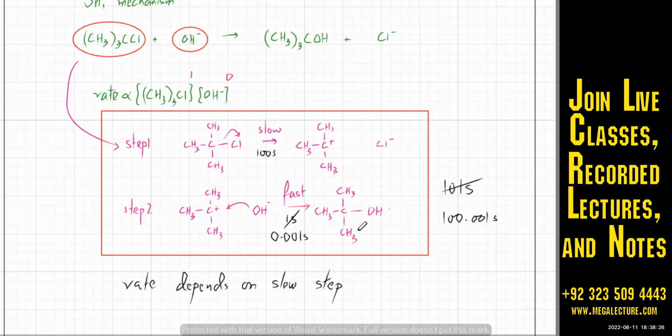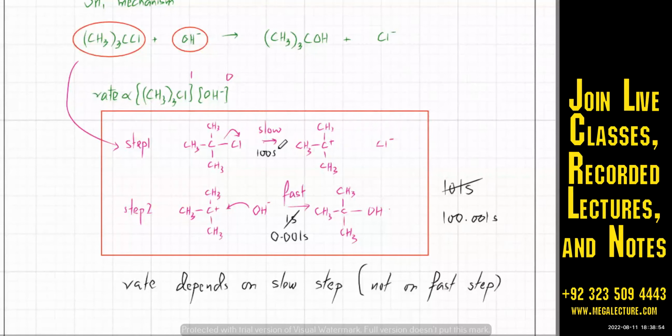Yes, sir. Anyway, so the point is, the rate or the speed of the reaction depends on the slow step, not on the fast step. It depends on the slow step. So it all depends on the slow step.